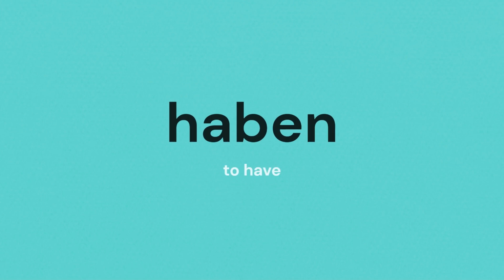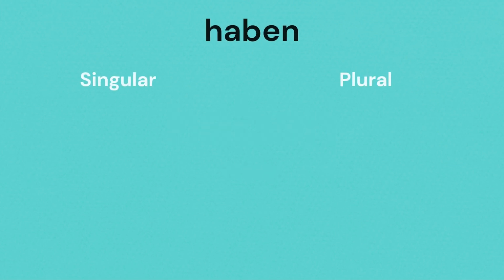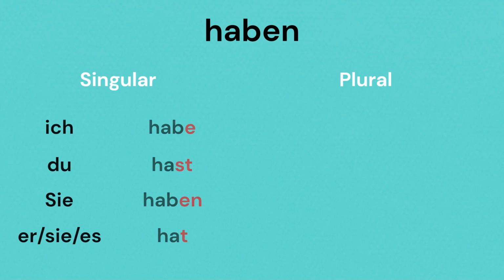Please remember that the verb used in a sentence must always be conjugated according to the subject. Now let's conjugate the verb haben. Remember the pronouns we did in the previous lesson? We will be listing all these pronouns and conjugate the verb haben with each one of them. Do repeat after me. Here are the pronouns in singular. Ich habe. Du hast. Sie haben. Sie, es hat.